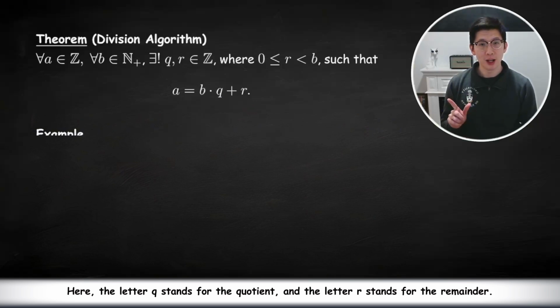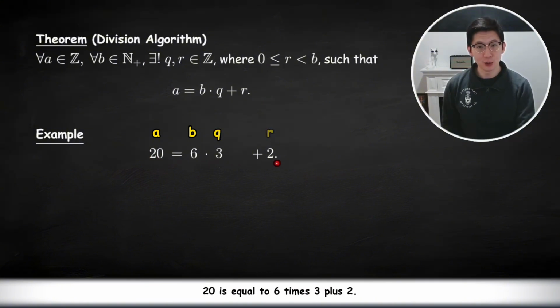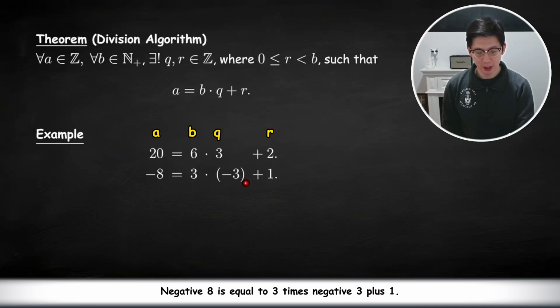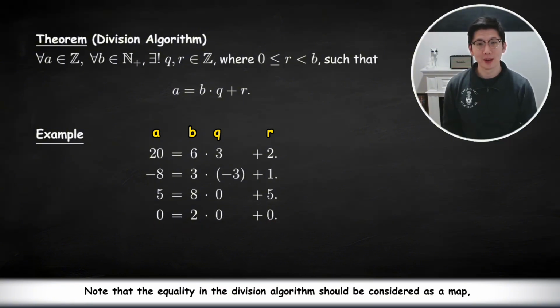To develop some feeling, let's first look at some examples. 20 is equal to 6 times 3 plus 2. Negative 8 is equal to 3 times negative 3 plus 1. 5 is equal to 8 times 0 plus 5. And 0 is equal to 2 times 0 plus 0.